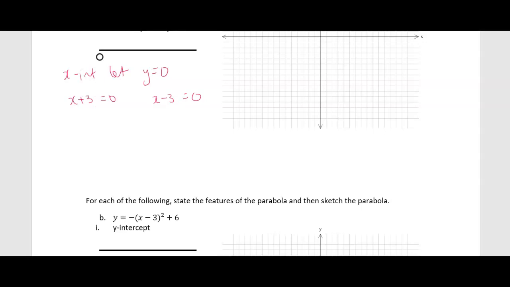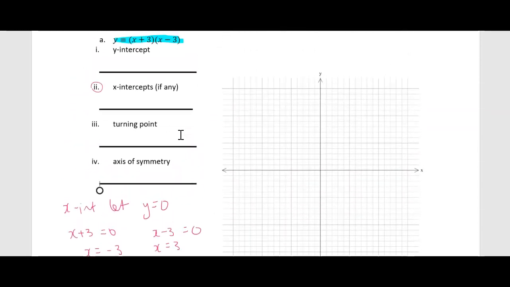All right, and that's the null factor law, which we covered in detail when we did quadratics. So that means x is equal to -3 and x is equal to 3. So they're our x-intercepts. Now, when you're writing any points, you should do the full coordinate. So we're going to have 3, 0 and -3, 0. So we've got 2 x-intercepts.